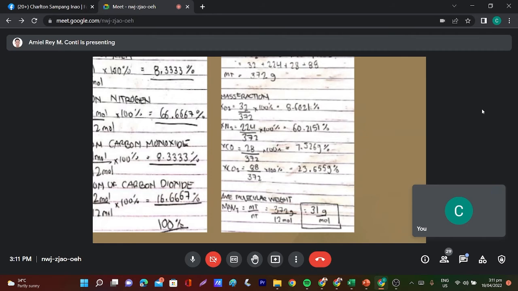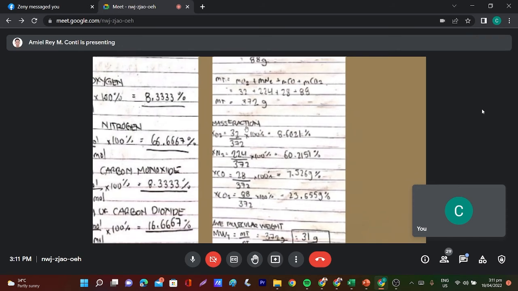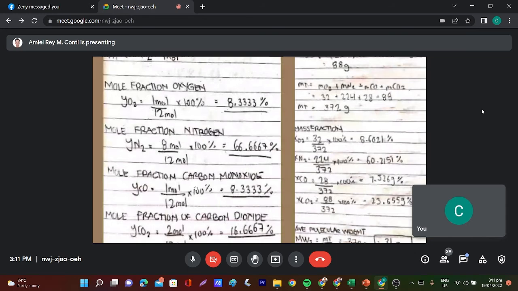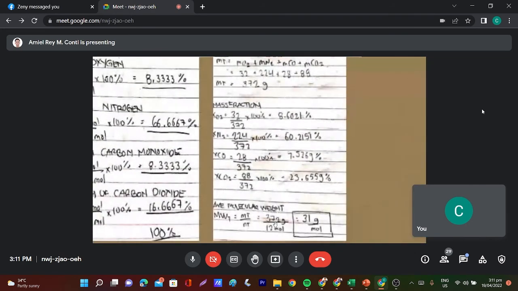Then, to find the average molecular weight, we take the total mass, 372 grams, divided by the total mole of 12 moles. 372 grams divided by 12 moles, we get 31 grams per mole.